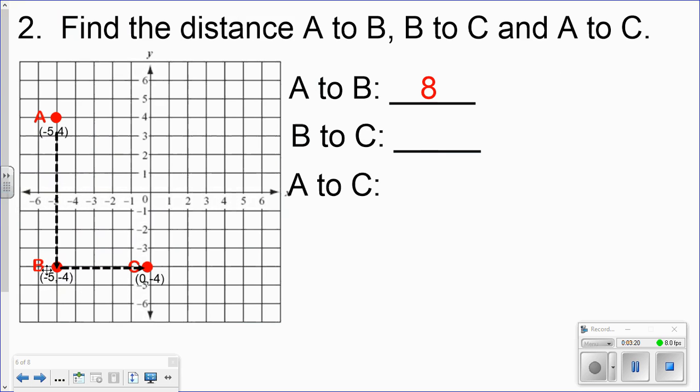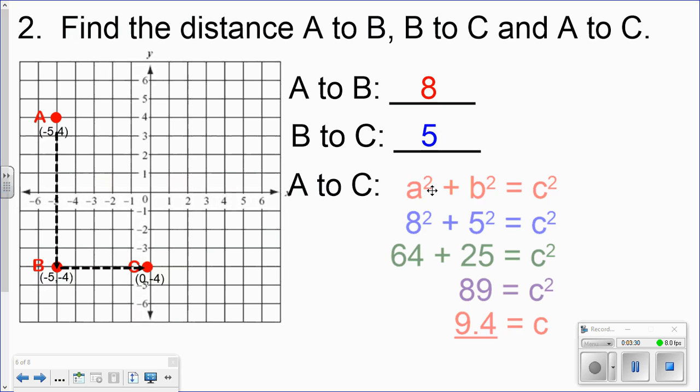Again, we can count the boxes starting at the 0 point here. 1, 2, 3, 4, 5. We use those numbers, plug them into our a squared plus b squared equals c squared. A is 8, 8 squared is 64. B is 5, 5 squared is 25, equals c squared.